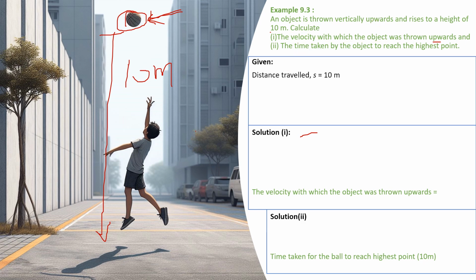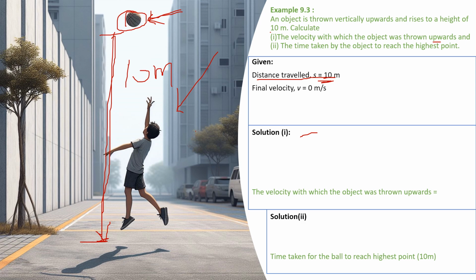Simple, right? What is given? We know it already. The distance traveled is 10 meters, because this guy throws a ball and the ball reaches 10 meters. Assume it started from here. Don't worry about getting exactly according to the equation. Velocity is okay, but the ball is thrown upwards. Distance traveled is 10 meters.